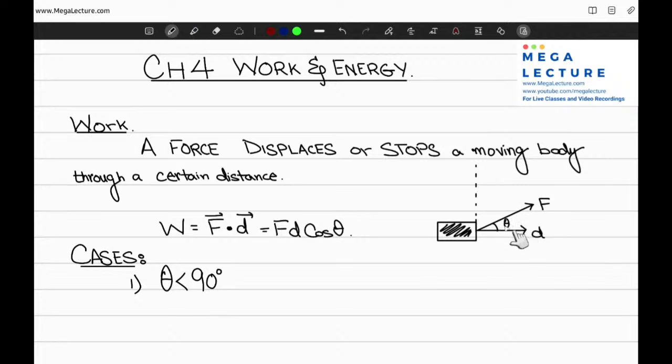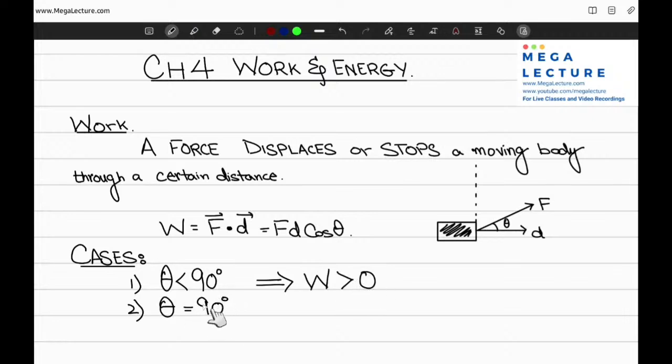So what you're doing is the body is moving to the right, and the force that is being applied is also in favor to move this body to the right. And hence, in that case, the work done would be positive, right? So it would be greater than 0.